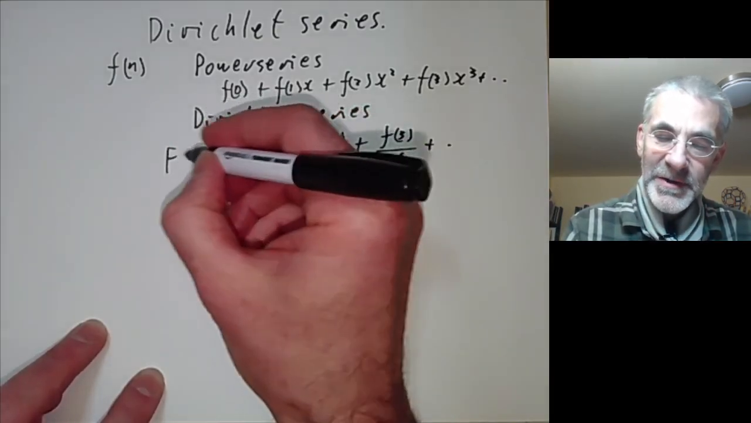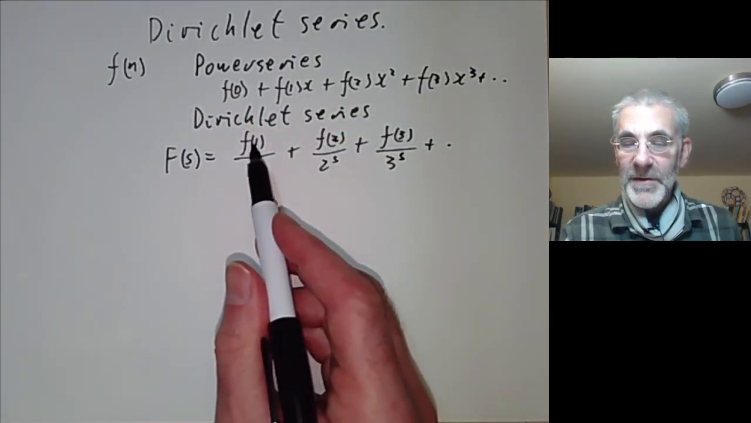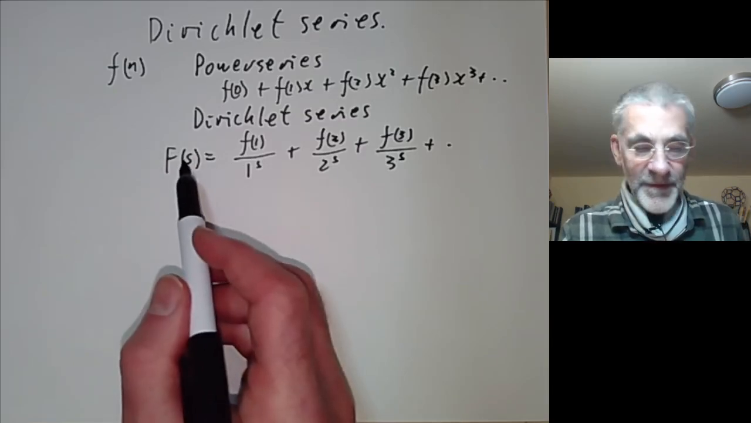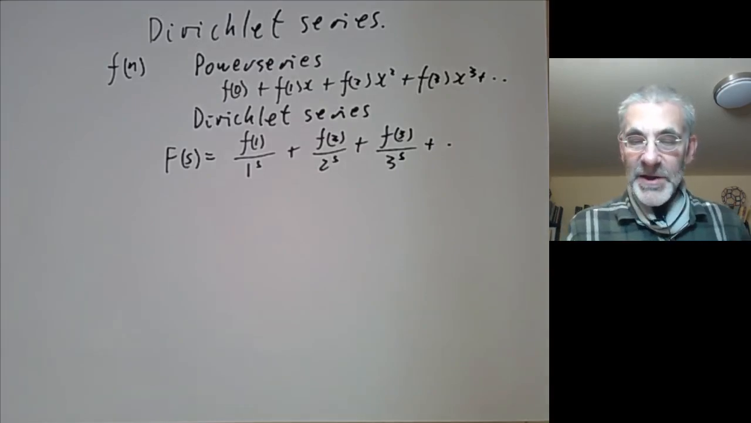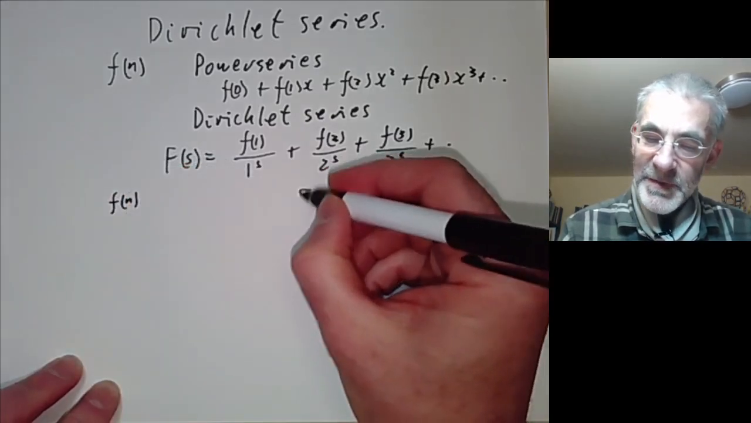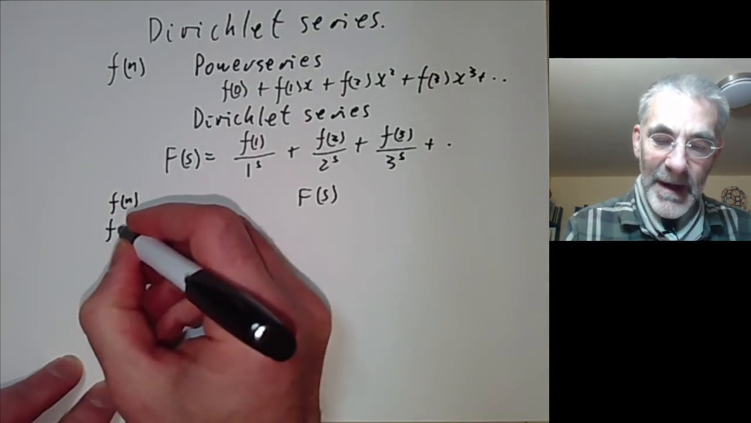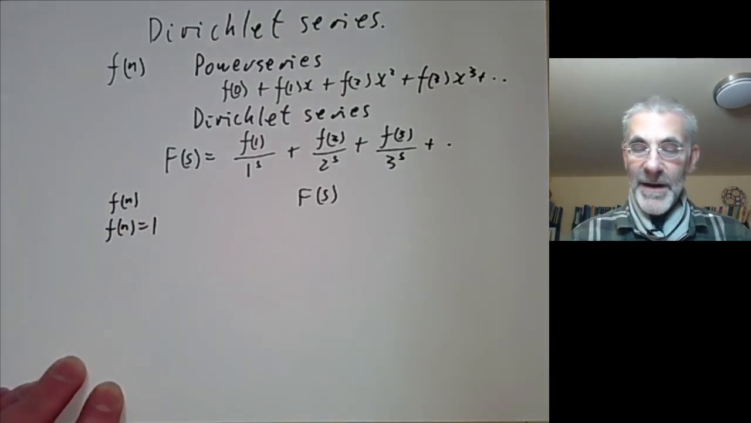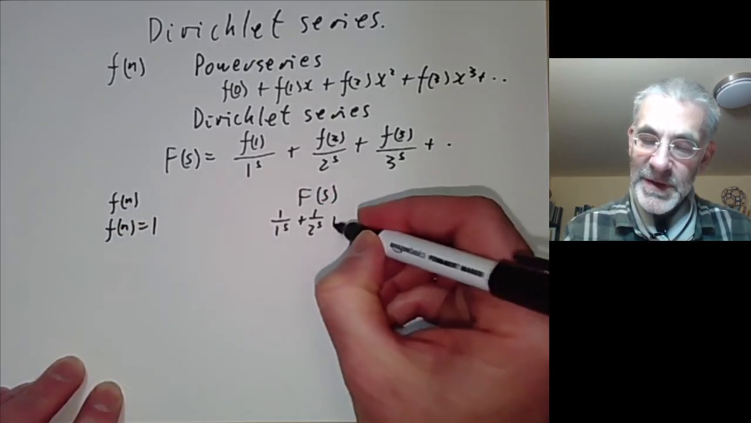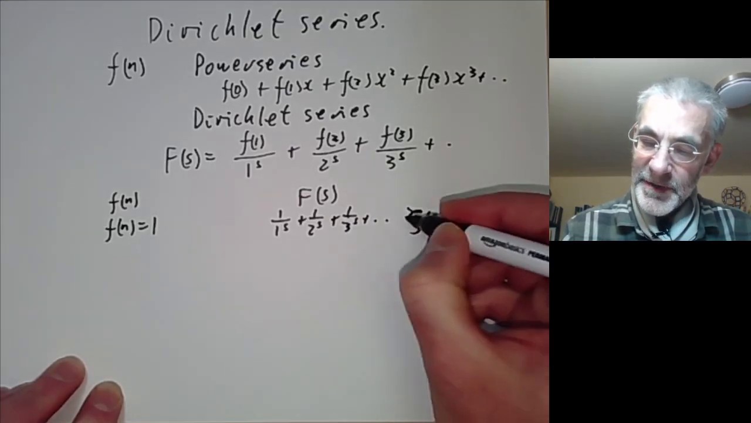So we could call this function big F of s. And the idea is to relate properties of the arithmetic function little f to the Dirichlet series big F of s. So let's start by looking at some examples. Here's a function f(n), and here's the corresponding Dirichlet series F(s). Let's start just by taking f(n) equals 1 for all n. Well, here what we get is the series 1 over 1 to the s plus 1 over 2 to the s plus 1 over 3 to the s and so on, which is of course just the Riemann zeta function.